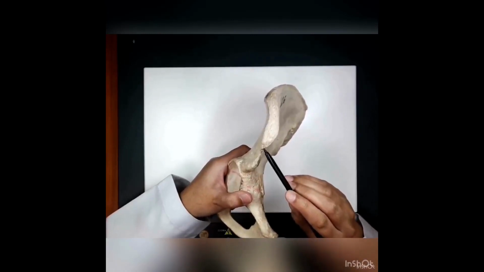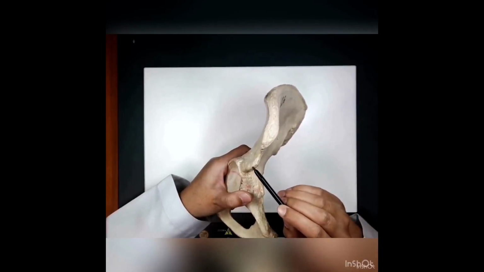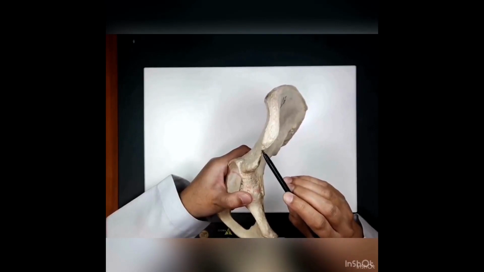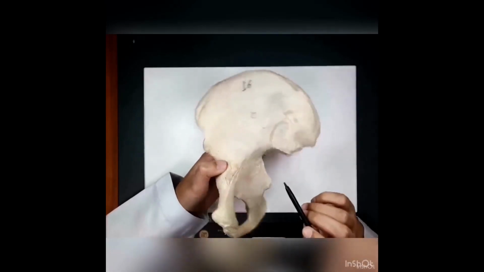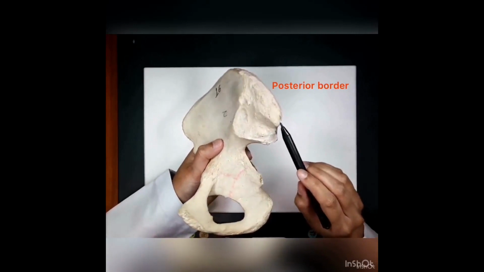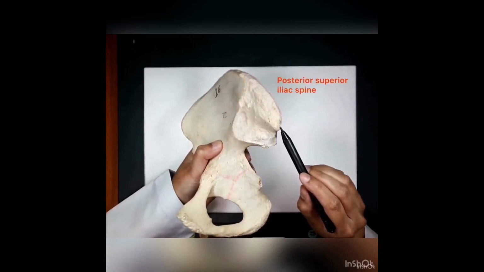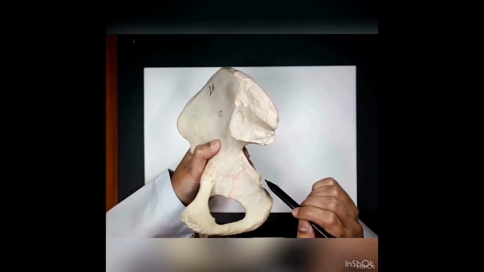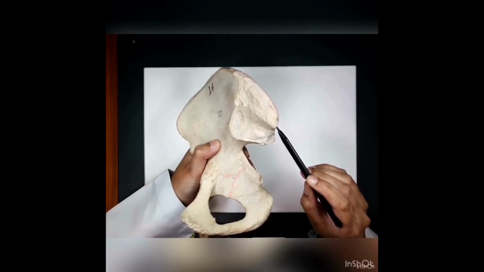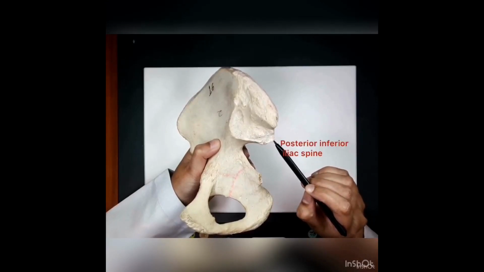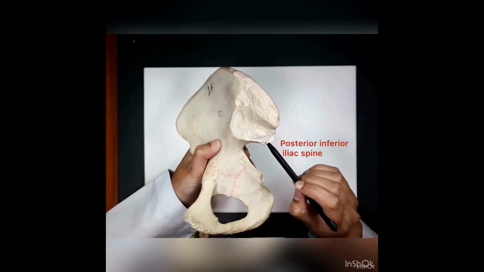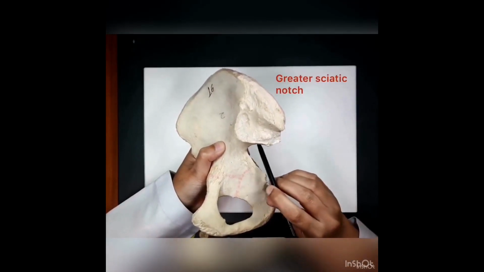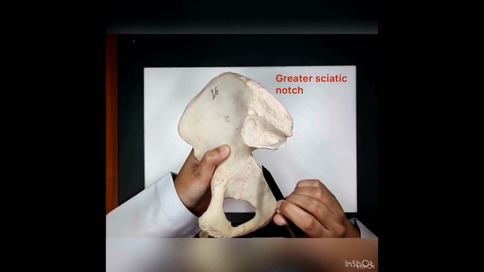So this is anterior superior iliac spine. This is anterior inferior iliac spine. And the anterior border extends from the anterior superior iliac spine to the acetabulum. The next border is the posterior border, which extends from this posterior superior iliac spine and continues below with the posterior border of the ischium. This point is known as posterior superior iliac spine. It corresponds with the second sacral spine, and this point is known as posterior inferior iliac spine. And below there is a notch. This notch is known as greater sciatic notch.